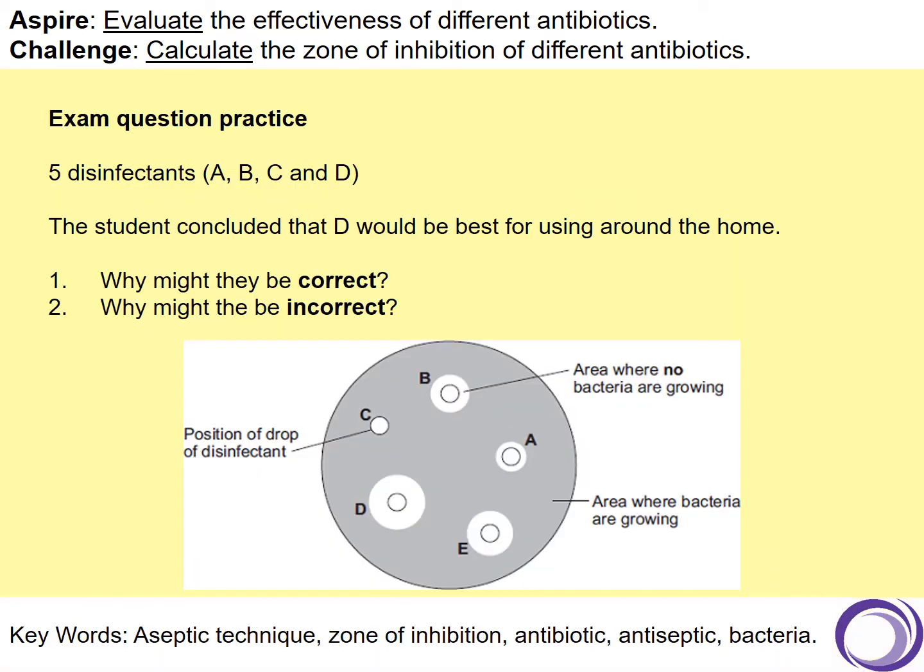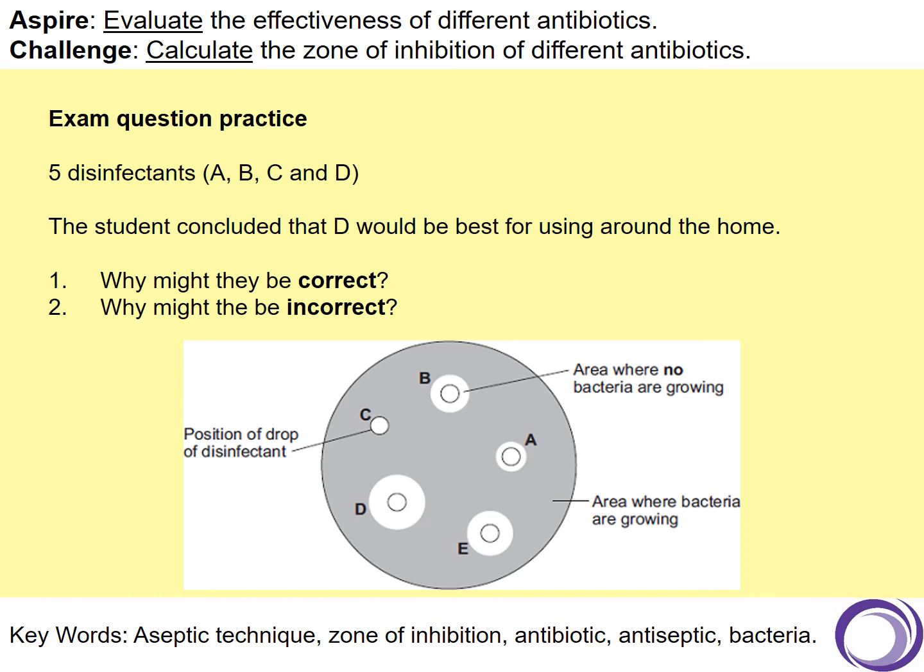Okay, now this is an exam question that's been set in the past. So 5 disinfectants were put onto this agar plate, and it wants to know which is best. The student said that D is definitely the best for using around the home. And most people usually get this one. Why might they be correct? But what they don't think about is the extra bits on this. Why might they be incorrect?